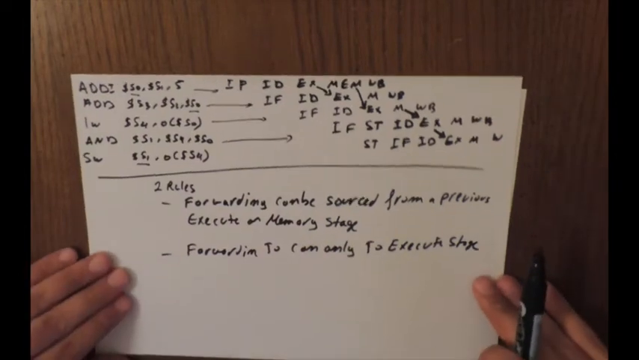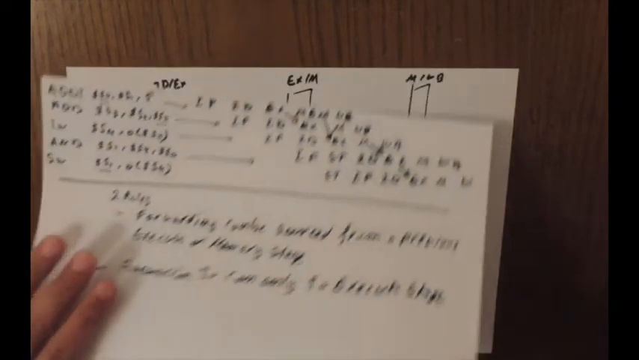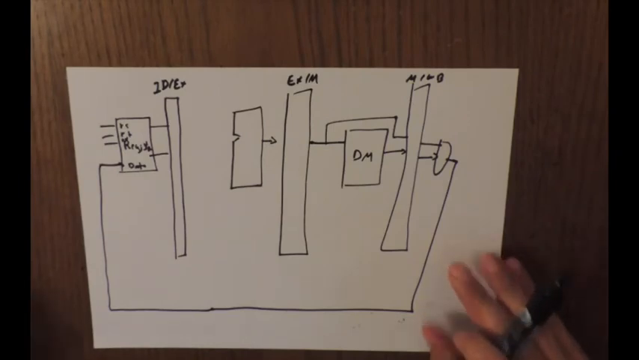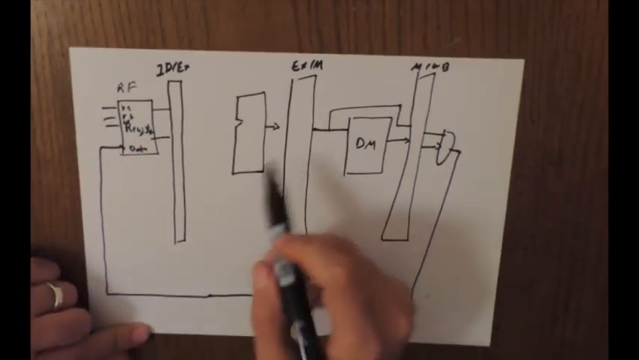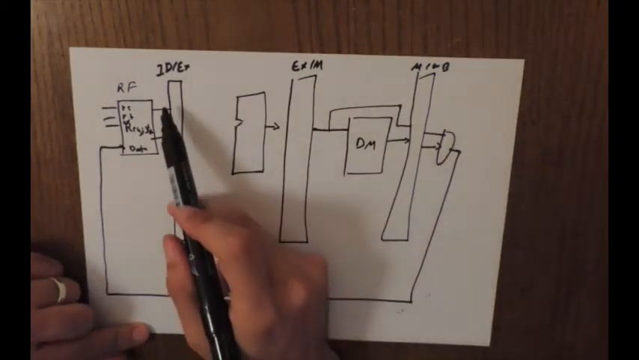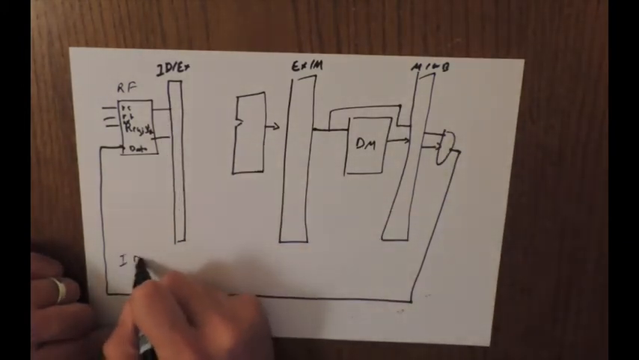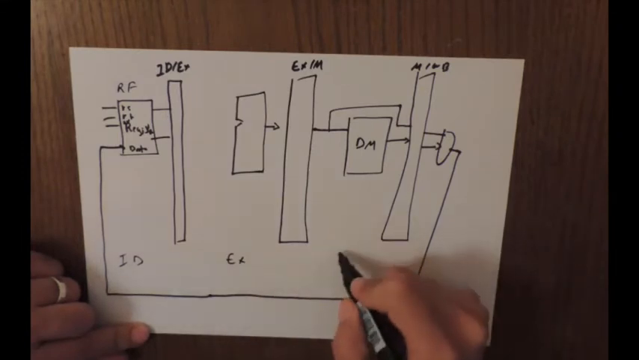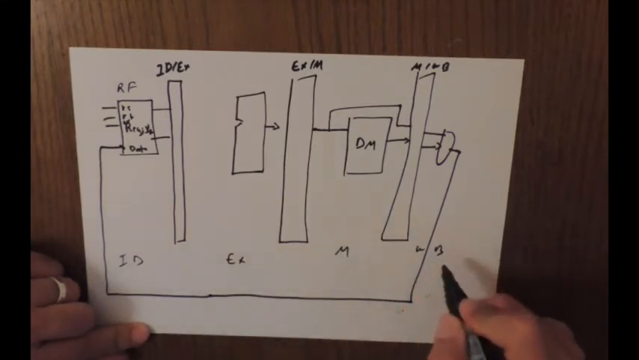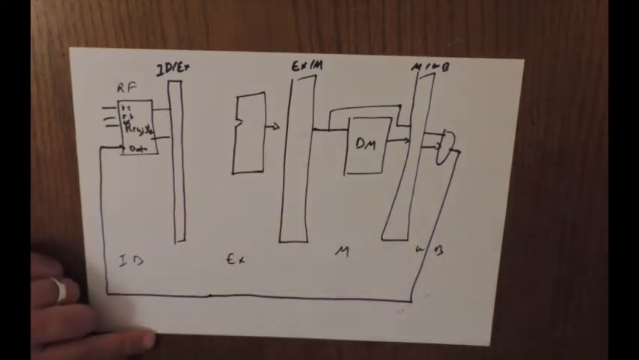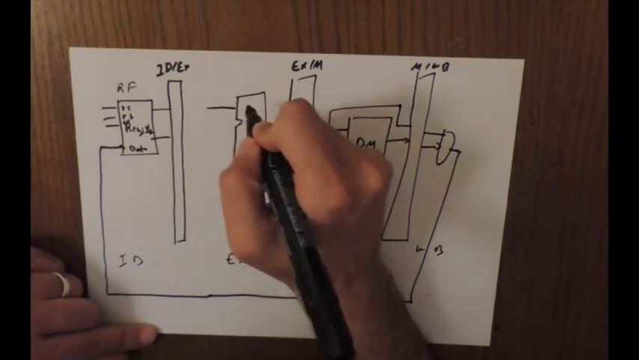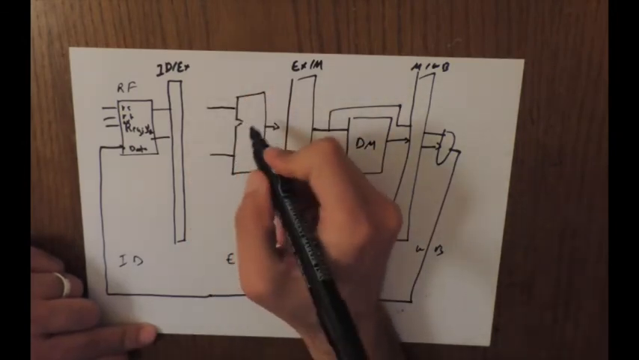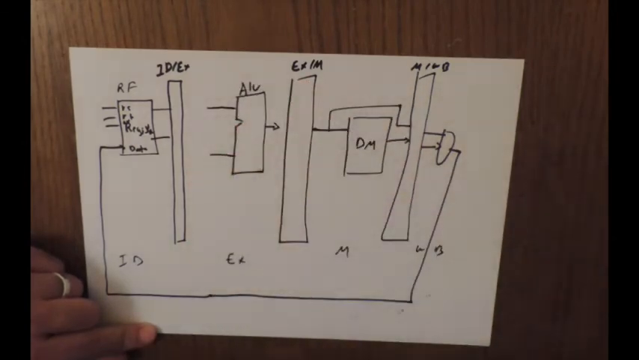Now these 2 rules are there for a reason, and we're going to discuss this after seeing the hardware. So if I take part of the hardware where I have the register file here, and I have the stages: this is ID, this is EX, this is memory, and this is write back. I didn't include the IF stage because it's of no importance to us. So we said we're always forwarding to the ALU or execute stage.